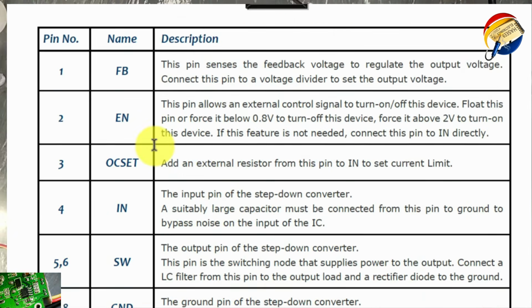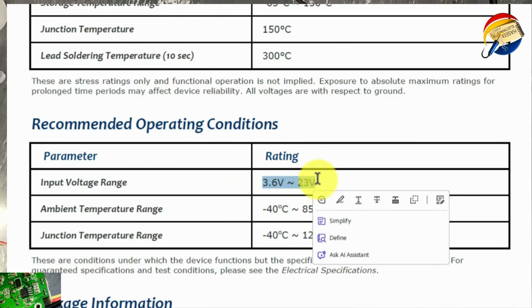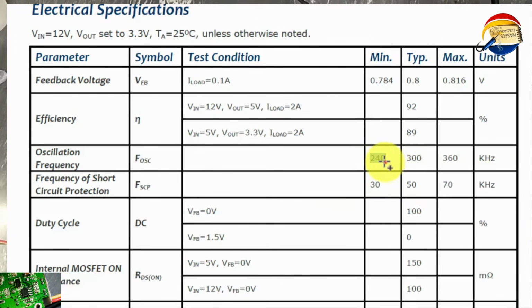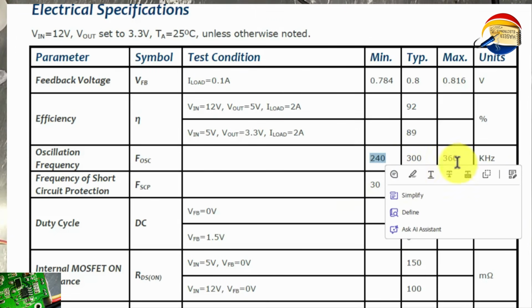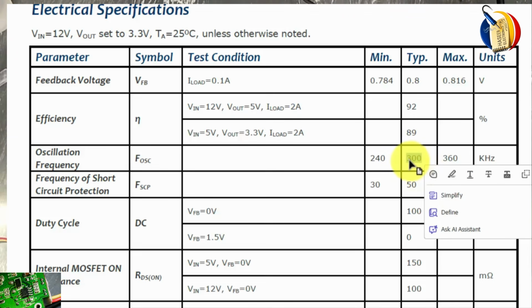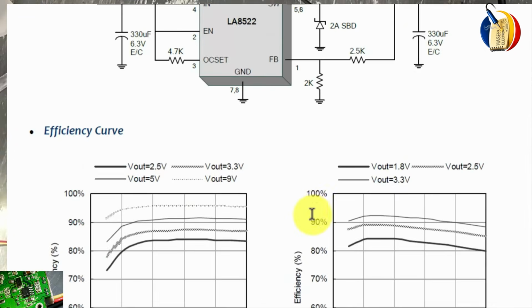Pin definition, normal recommended operating condition 3.6 volt to 23 volt. Switching frequency may vary from 240 kHz up to 360, typical 300 kHz. If there is an overcurrent condition, there is a short circuit, it will work at 50 kHz. So it will search for clearance of the short circuit. When the short circuit is removed, the switching frequency will restore again to 300 kHz.